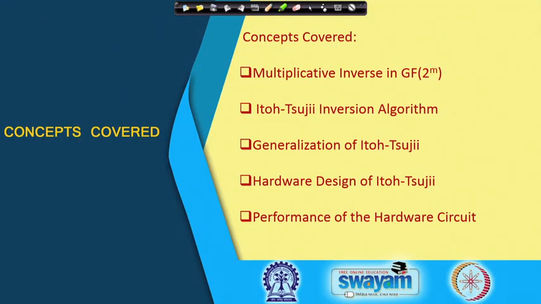More specifically, we shall be talking about multiplicative inverse in GF(2^m), which is a characteristic 2 field. We shall be talking about the Ito-Tsuji inversion algorithm and a generalization of it, and time permitting we shall discuss the hardware design and also the performance of the corresponding hardware circuit.